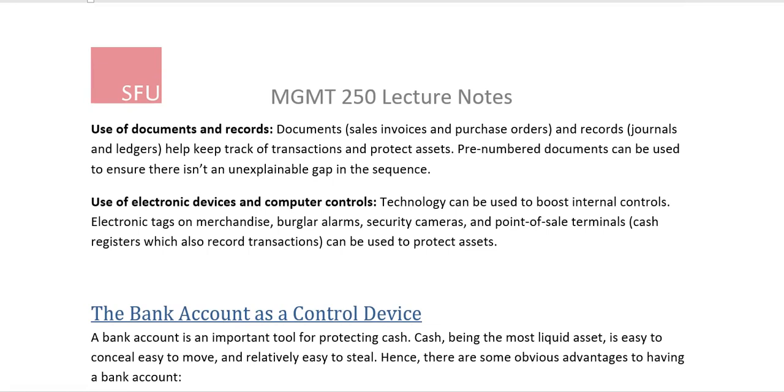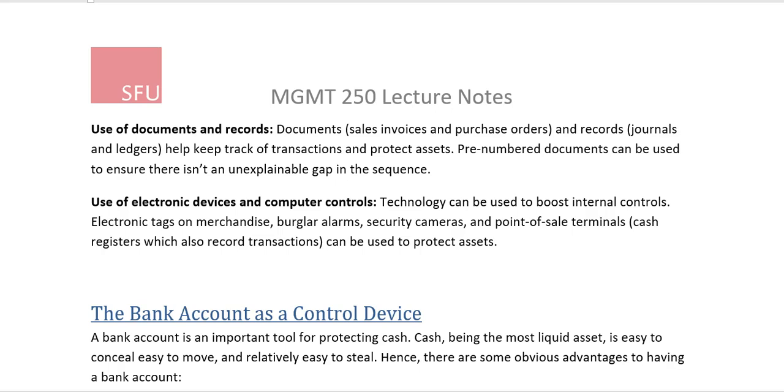Use of documents and records. Documents such as sale invoices and purchase orders, and records such as journals and ledgers help keep track of transactions and protect assets. Pre-numbered documents can be used to ensure there isn't an unexplainable gap in the sequence. So some of you might have a checkbook. You'll notice that at the top of each check, there is a number. So if you go in order, you can figure out if a check goes missing or there's some fraudulent activity going on.